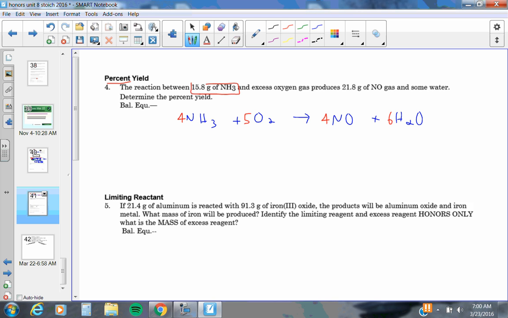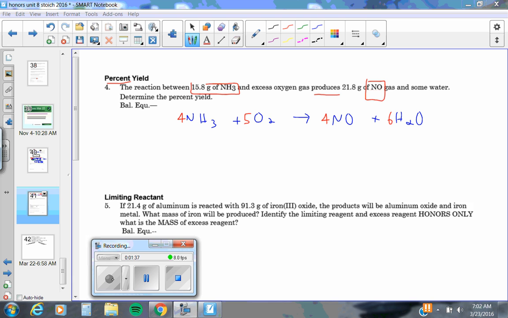NH3, excess oxygen, I don't care about that, but it produces 21.8 grams. I've got two numbers, so I've got to kind of figure out which are the important numbers. This is a produces, so that's a product. And so that's what they're going to be asking me about, the nitrogen monoxide gas. Since NH3 is a reactant, that's what we're going to start with. Since NO is a product, since it produces it, this is going to be my actual. So I won't need that number till later.